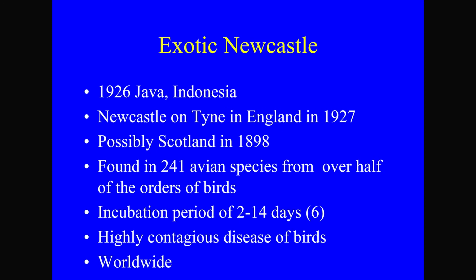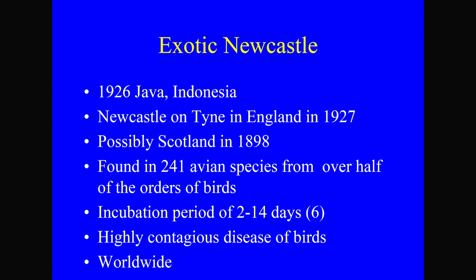The next disease I would like to talk about is Newcastle disease. Now, we used to refer to this as endemic Newcastle, and then exotic Newcastle has other names as well. If we talk about exotic Newcastle, the current thinking is that it was discovered in 1926 in Java, Indonesia. It's named from Newcastle on the Tyne in England in 1927. Possibly this disease was seen earlier in 1898 in Scotland. You may find historically in looking through the data that this one too was also referred to as foul plague.